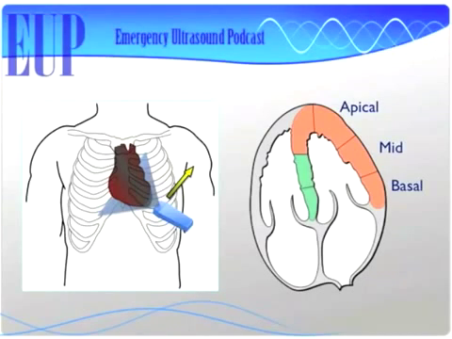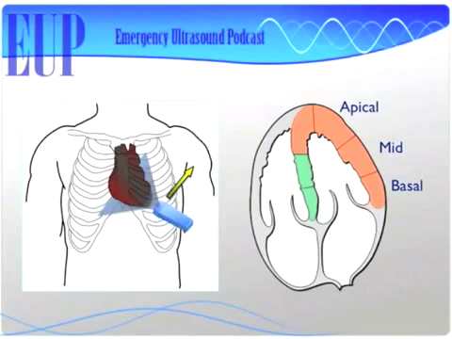So this is the view that's obtained by putting the probe at the point of maximal impulse and pointing the probe pretty much towards the patient's right shoulder. You're basically going to skirt the anterior chest with the ultrasound beam, and you're going to want your probe marker pointed towards the patient's back or towards their shoulder. And what we get is a 4-chamber view.